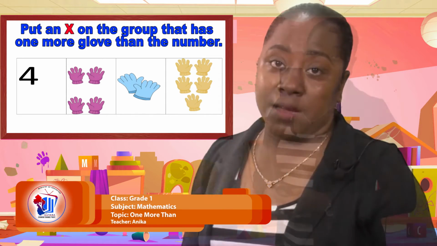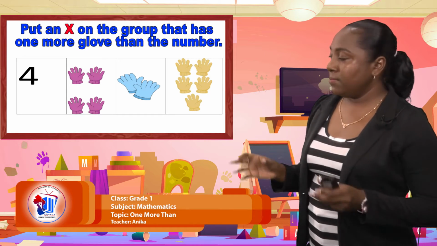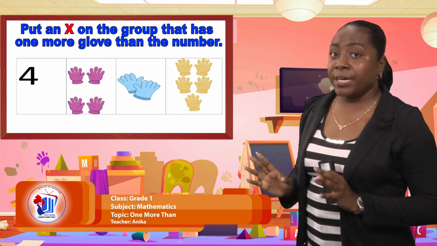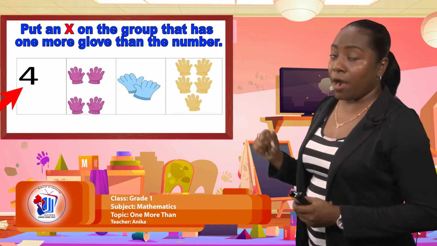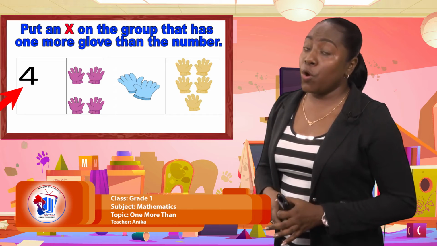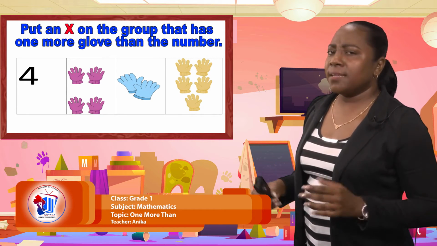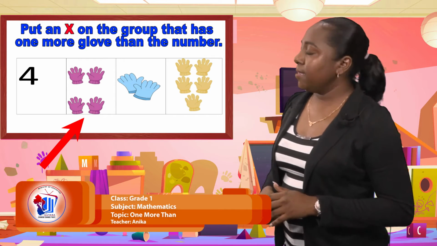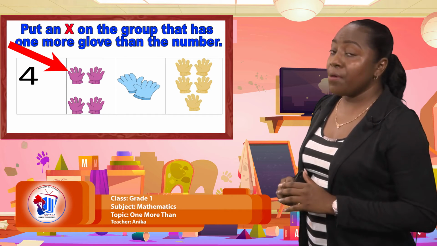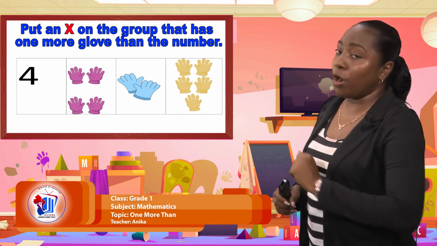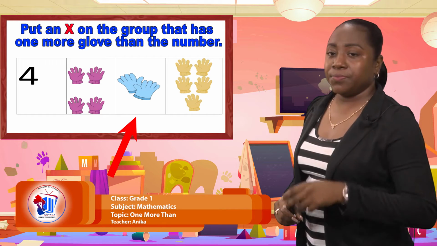Let's look at another example. Here we have some gloves. Now, I want you to take your time, look at them, then we're going to count them together. The number we're going to be looking at is the number 4. We want to know what is 1 more than 4. So let's look at the gloves. The first set is the pink. Let's count them. 1, 2, 3, 4. We can see 4. Then for the blue, we can see 2.